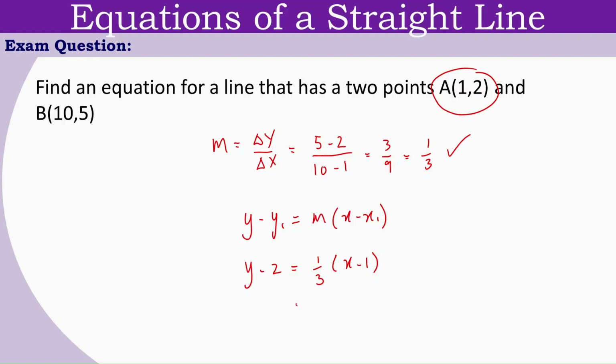Now we can simplify this. So that's x over 3, take away 1 over 3, and we can add the 2 to the other side to give us plus 2. Simplifying this, we would get y is equal to x over 3 plus 5 over 3.